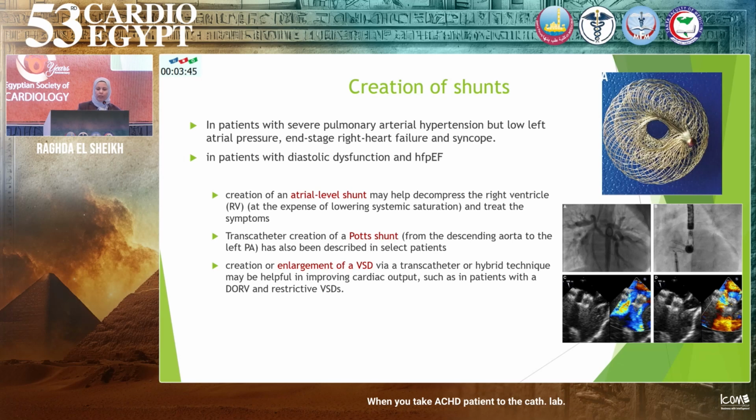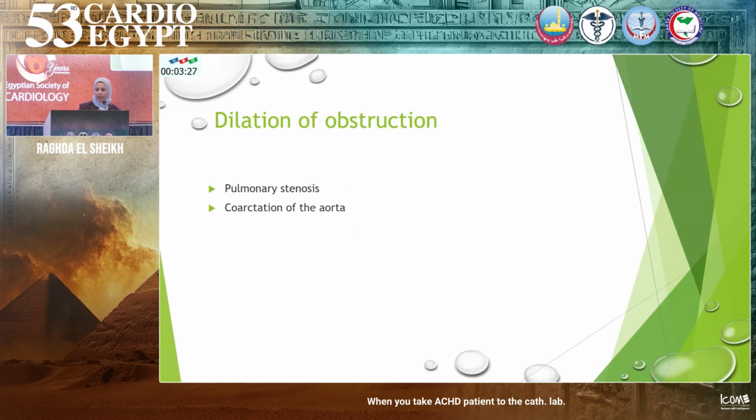Or we can also create a shunt in between the descending aorta and left pulmonary artery in some highly specific cases, or we can enlarge or augment or create a VSD in some cases of DORV with restrictive VSD, but it also needs highly selective cases, as VSD creation is highly risky.